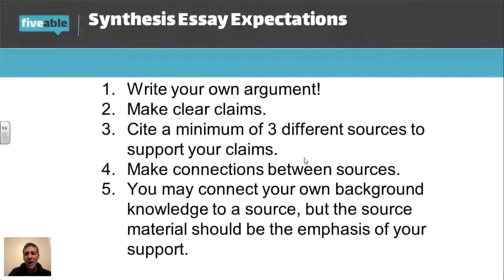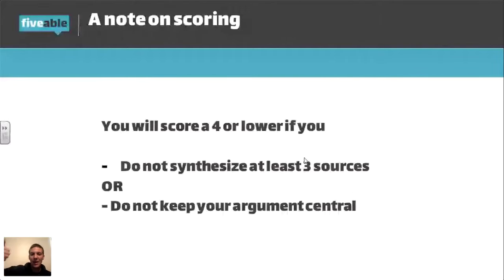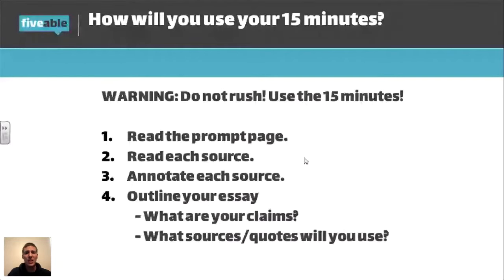So you will get an automatic 4 or lower if A, you for some reason don't cite at least 3 sources, 3 different sources, or B, if your argument is not central. I'm going to do this pretty quickly. Use 15 minutes for reading time or pretty close to it.